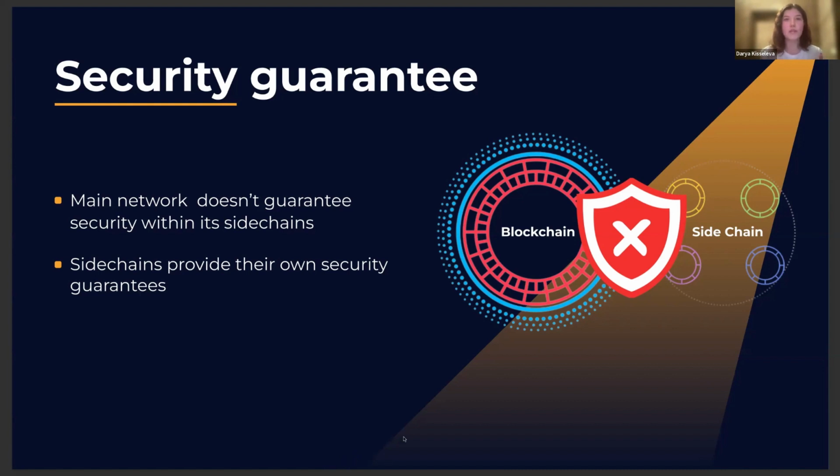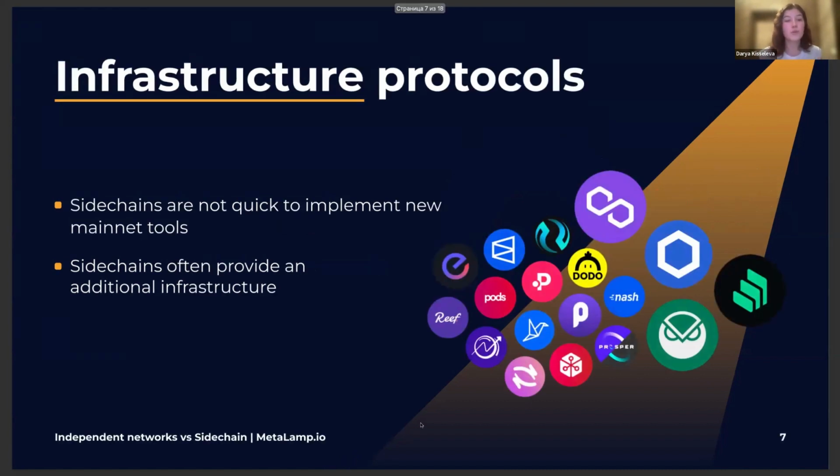Another problem with dealing with sidechains is that they are not always quick to implement new tools to make them work on their network. Of course, sidechains often provide some additional infrastructure that is also not available on the main network. But from the development perspective, the lack of tools that developers on the main network are used to can lead to the need of reinventing things, and so increase the time and cost of the development.